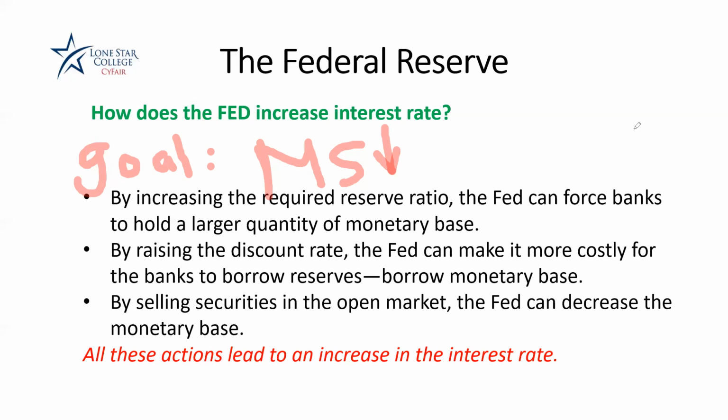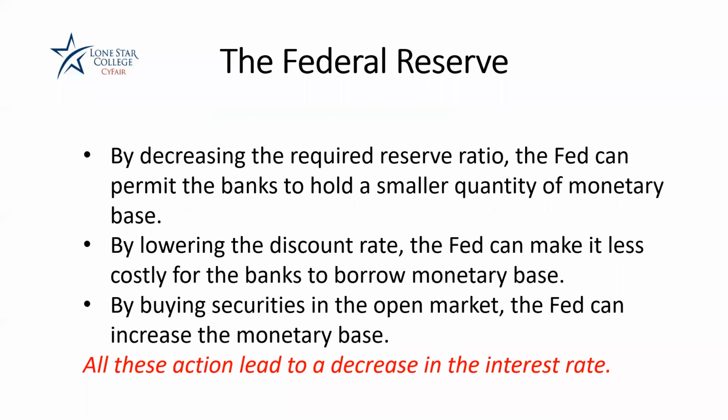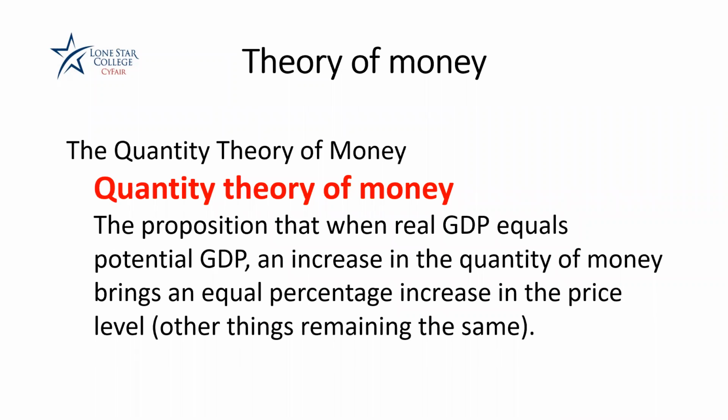To conclude, every time the Federal Reserve wants to increase the interest rate, the Federal Reserve should reduce the supply of money. How? By increasing the required reserve ratio, increasing the discount rate, or selling government securities. You can think about the opposite case when the Federal Reserve wants to decrease the interest rate. If the Federal Reserve wants to decrease the interest rate, it should find a way to increase the supply of money. Let me show you the next slide. These are the actions that the Federal Reserve should take if it wants to decrease the interest rate. You can read it on your own, okay?